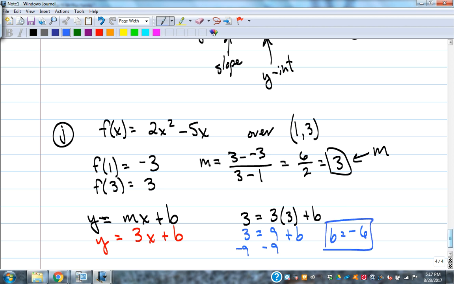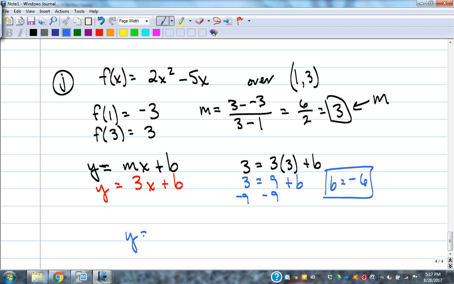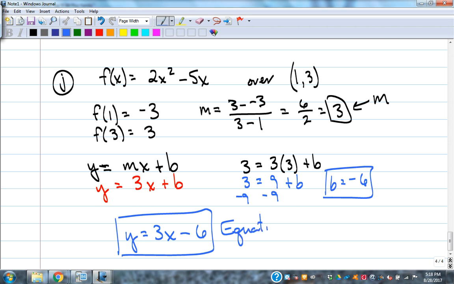So my equation of the secant line, that's my next thing. That's the big thing. y equals 3x minus 6. Equation of the secant line. That's what that is. The secant line. Fun times.